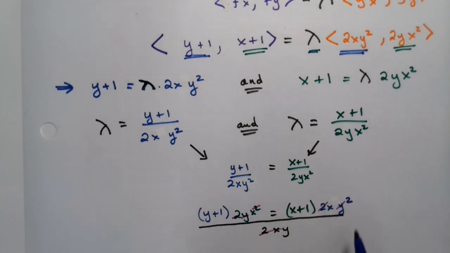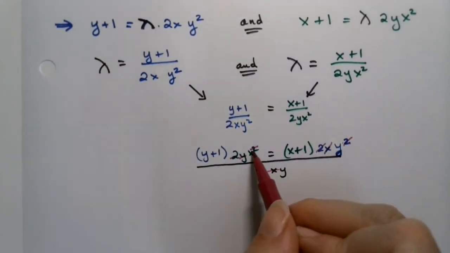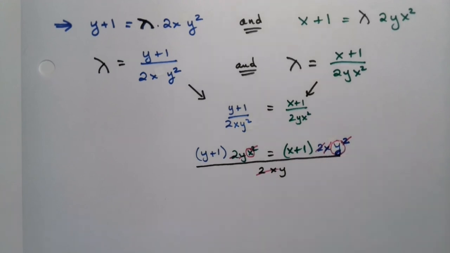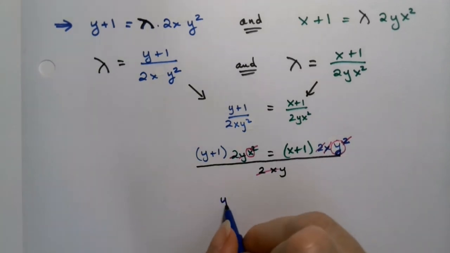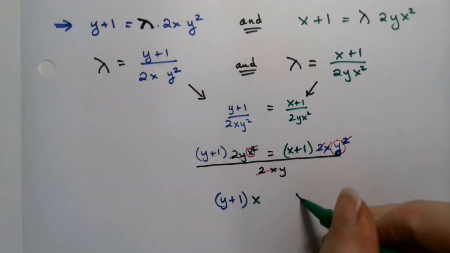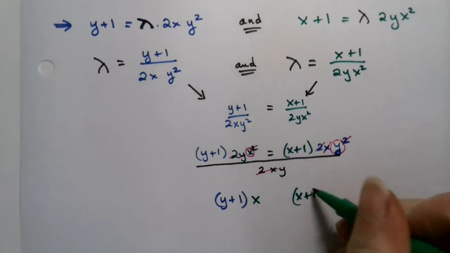So it's going to make one of those y's disappear, but not the other one. So it's going to make the power of 2 disappear when I divide by 2xy. So I'll lose the 2, I'll lose the x, and I'll lose one of the y's. So I have this x left, I have this y left, and then I have the parentheses left. So let's think about what that means. That means y plus 1 times x equals x plus 1 times y.